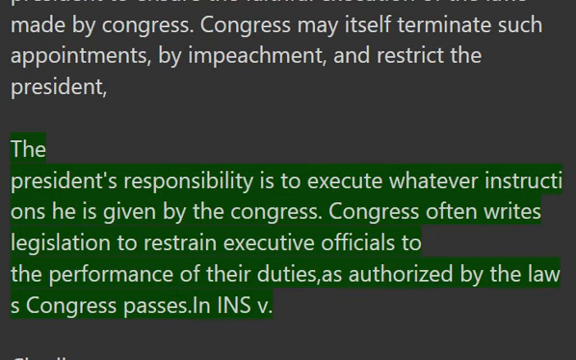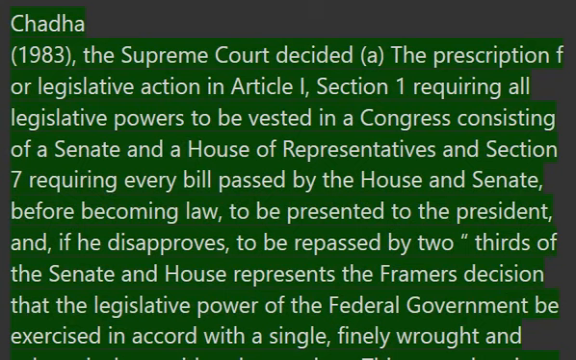In INS v. Chadha, 1983, the Supreme Court decided that the prescription for legislative action in Article I, Section 1, requiring all legislative powers to be vested in a Congress consisting of a Senate and a House of Representatives, and Section 7, requiring every bill passed by the House and Senate, before becoming law, to be presented to the President, and, if he disapproves, to be repassed by two-thirds of the Senate and House, represents the framers' decision that the legislative power of the federal government be exercised in accord with a single, finely wrought and exhaustively considered procedure. This procedure is an integral part of the constitutional design for the separation of powers.